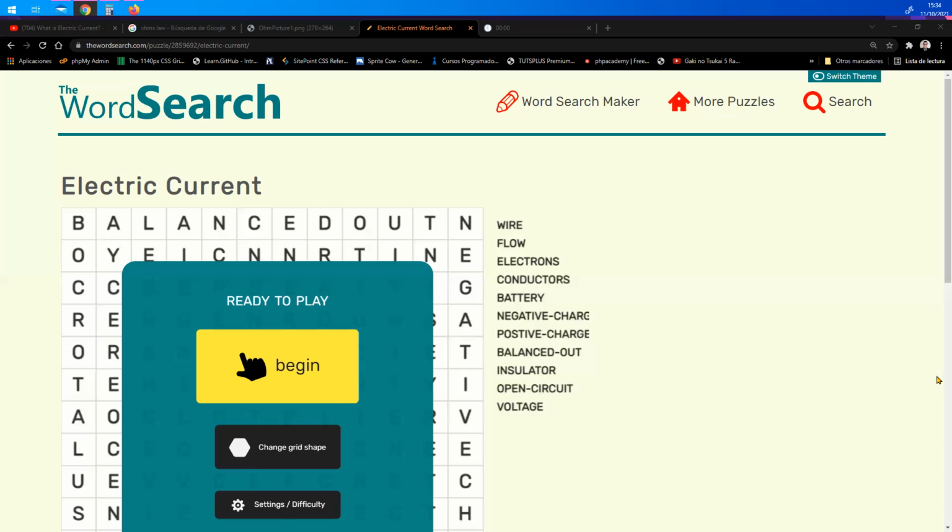Wire, flow, electrons, conductors, battery, con R, negative charge, positive charge, ahí está malo porque dice positive, ¿va? Eso no existe. Positive charge, balance out, como tiene una D de último, así se dice, balance out, va más hacia la A, no tanto B, balance out, insulator, open circuit, voltage.